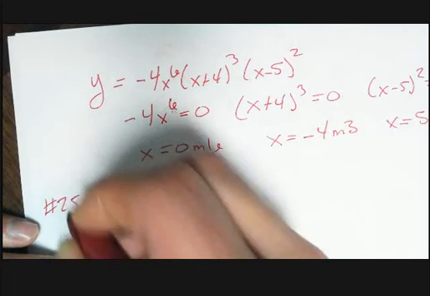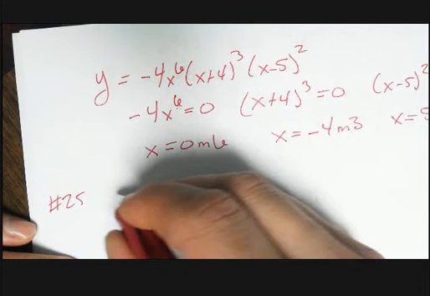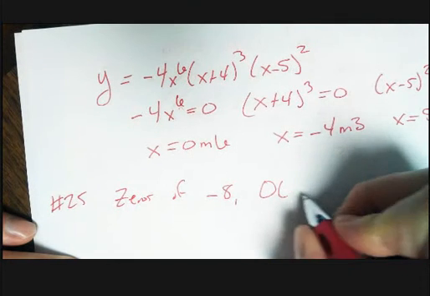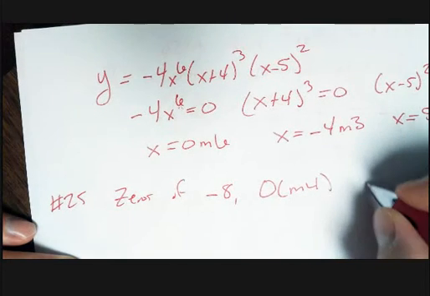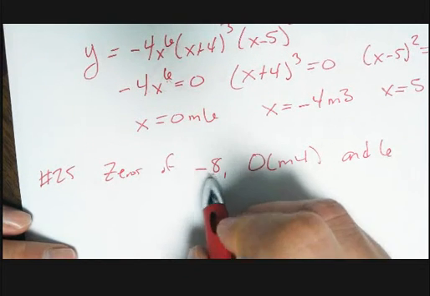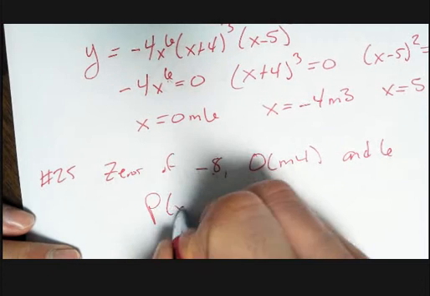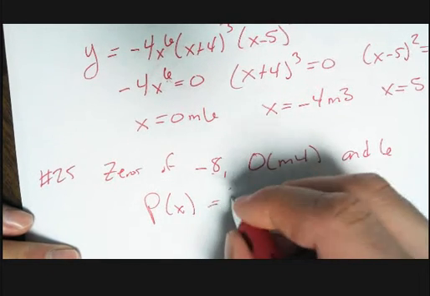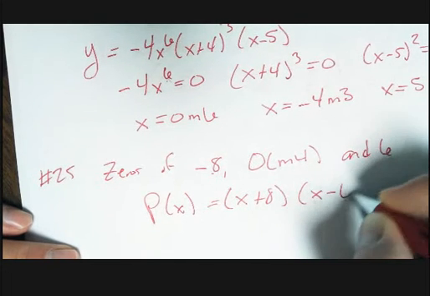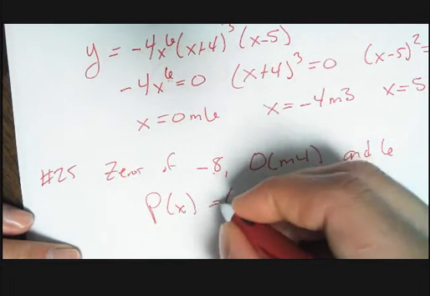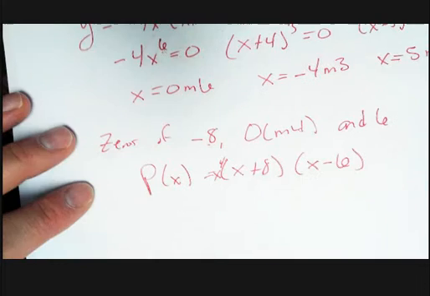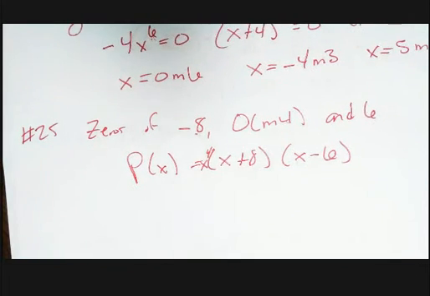And then 25 was very similar. It says you have zeros of -8, 0, and 6, with a multiplicity of 4 on the zero. So you've got 3 zeros here. We want to convert these to factors because we're trying to get a polynomial of minimum degree. So -8 turns into the factor x plus 8. 6 turns into the factor x minus 6. And then 0 is just x. And since it has a multiplicity of 4, we're going to put the exponent of 4 attached to it. And that is pretty much it on 25.